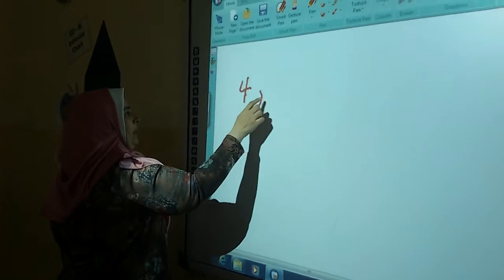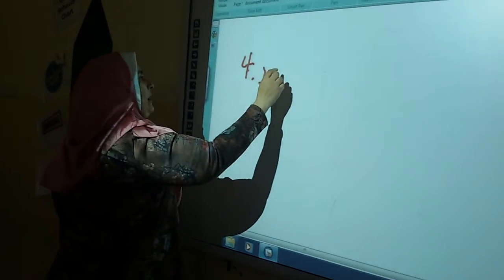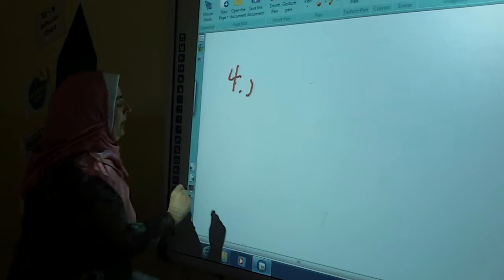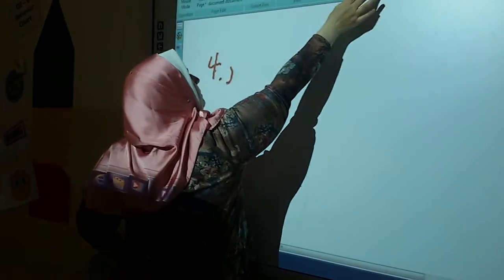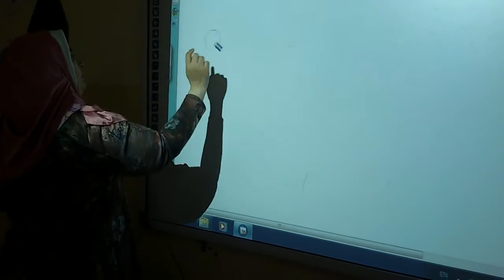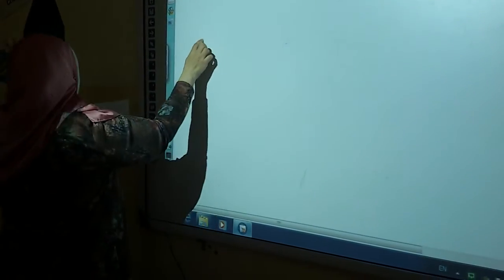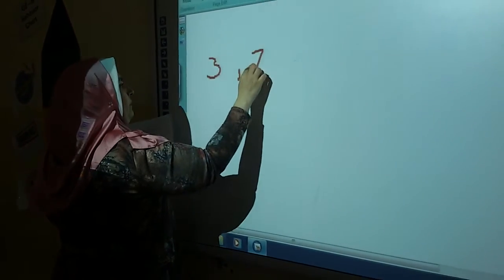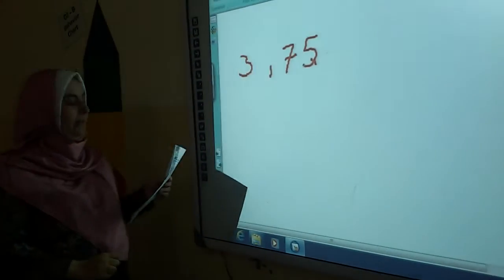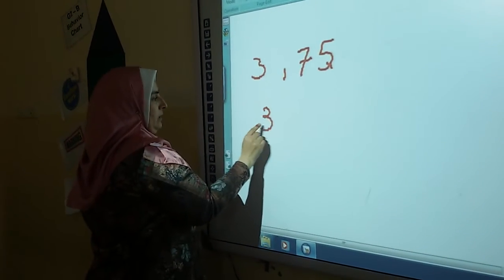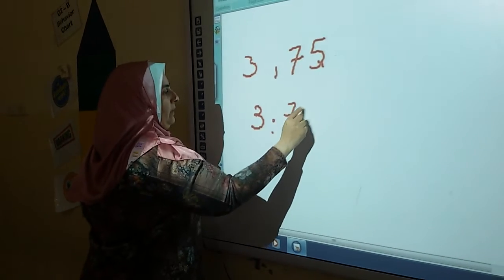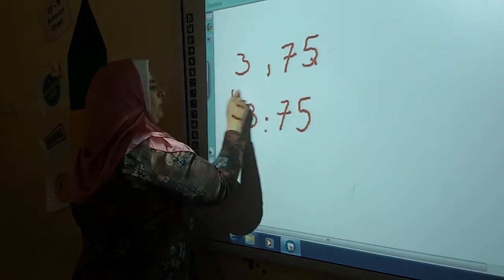Let's talk about geometric means first. If I have 3 and 75, and I'm going to get the geometric mean, that means I'm going to multiply 3 times 75, then get the square root of them.